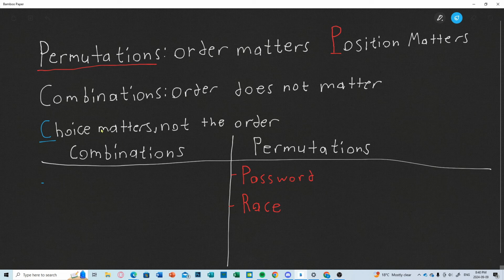While for combinations, some things where it doesn't matter would be a committee, because if you're picking people for a committee, it doesn't matter who gets picked first or last, because everyone's still going to be on the committee no matter what. Or are lottery numbers, not for winning lottery numbers, but for picking lottery numbers. Because with lottery numbers, it doesn't matter which number goes where as long as you fill out all your numbers.